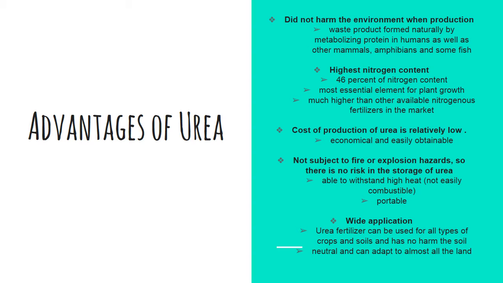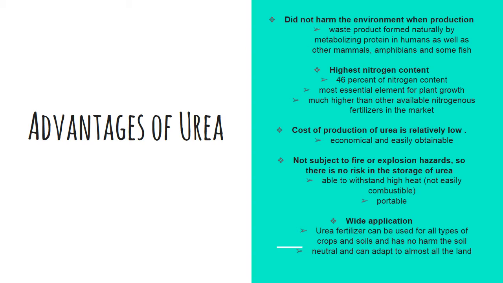Firstly, urea is very environmentally healthy as it doesn't harm the environment during production. It is produced by the metabolism of the protein in humans and mammals. So the process did not harm any human beings or animals. And urea has the highest nitrogen content. It contains 46% of nitrogen. Nitrogen is the most essential element for plant growth, and it's also much higher than other nitrogenous fertilizers in the market. Also, urea is very cheap and very obtainable.